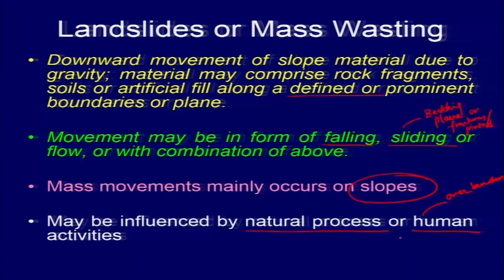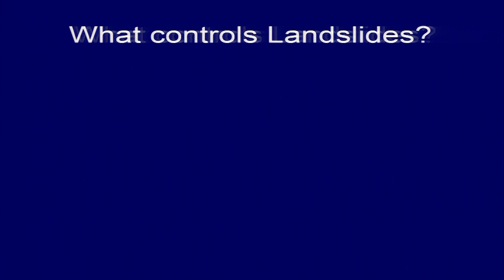Or you are doing a down cutting. Suppose you are having a slope like this, and if you remove the material from below, then this material can slip. So there are a few things which are very common, and I would say trivial, but they are very much important when it comes to mass movement. So, what controls landslide? This is the part.